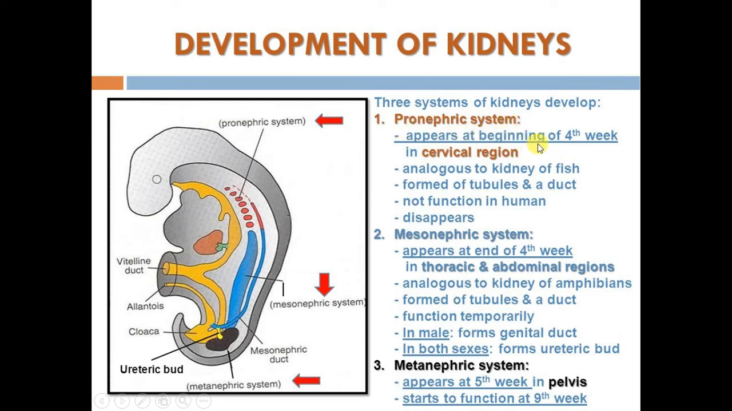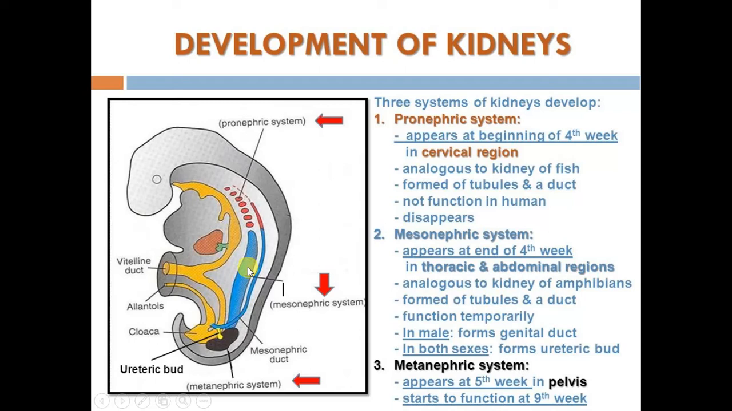So it will appear at the beginning of the fourth week, very early, and it will develop in the uppermost part of that longitudinal ridge, that is the cervical region. It's the analogous kidney of the fish and others. But it's not functioning in human beings and disappears very early. So this pronephros is the most cranial part, in the cervical region, and the earliest to develop, at the beginning of the 4th week.